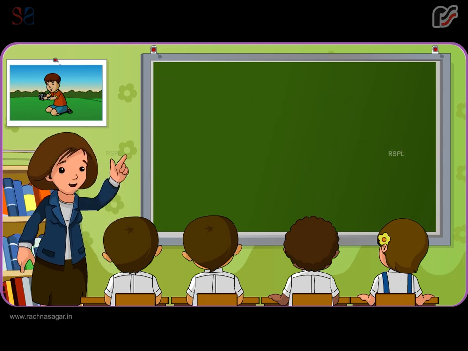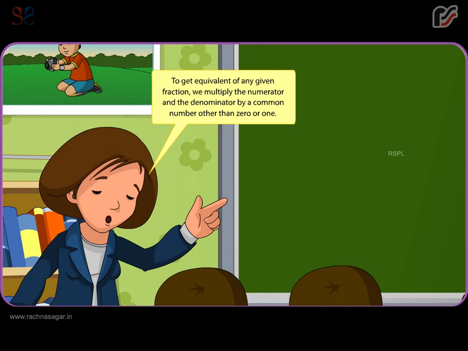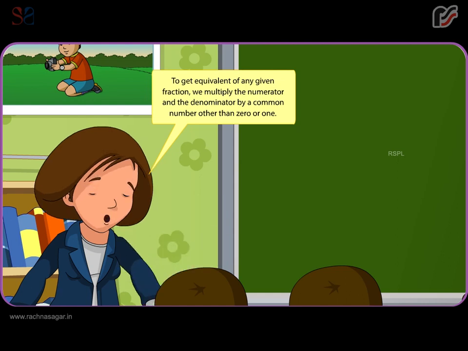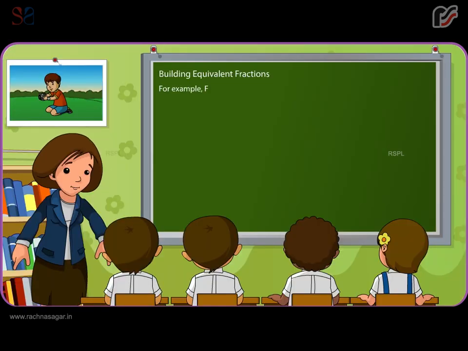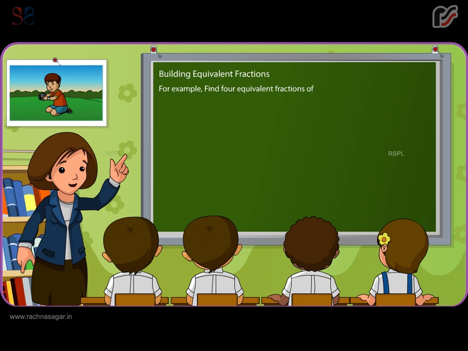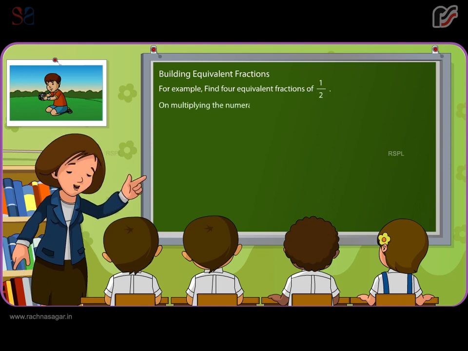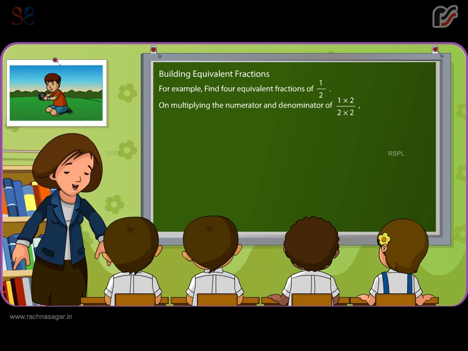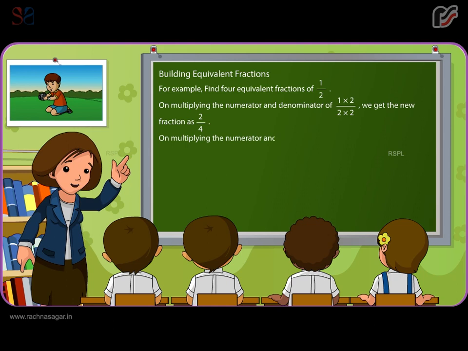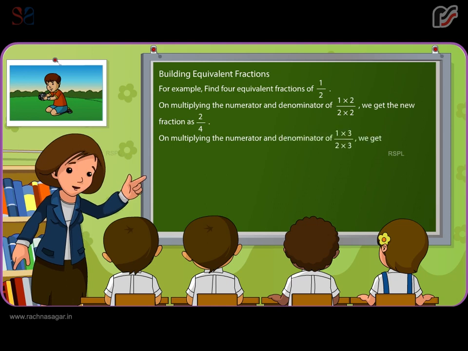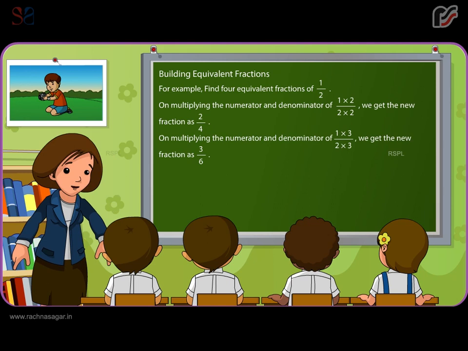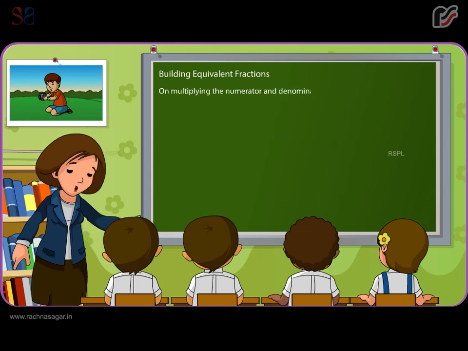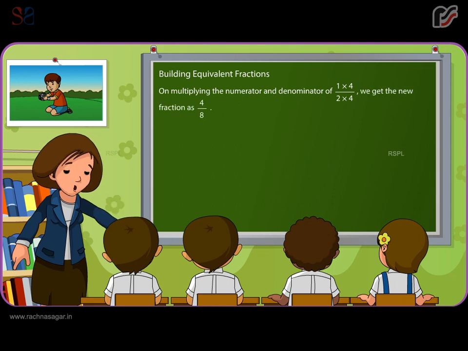Building equivalent fractions. To get an equivalent of any given fraction, we multiply the numerator and the denominator by a common number other than 0 or 1. For example, find 4 equivalent fractions of 1/2. On multiplying the numerator and denominator of 1/2 by 2, we get the new fraction 2/4. By 3, we get 3/6. By 4, we get 4/8.